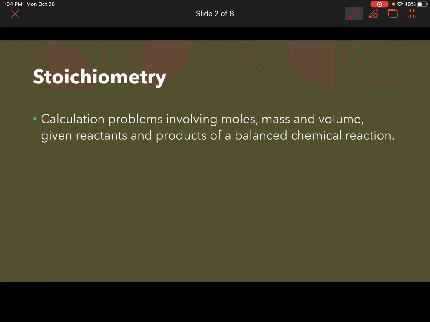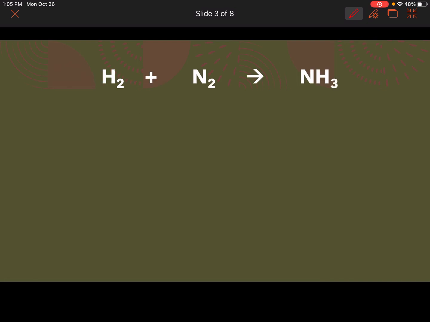Stoichiometry is calculation problems involving moles, mass, and volume given the reactants and the products of a balanced chemical reaction. So we're going to be using the mole concept as it applies to a chemical equation. And when we do that, then we call it stoichiometry. Okay, so we're going to look at this equation here.